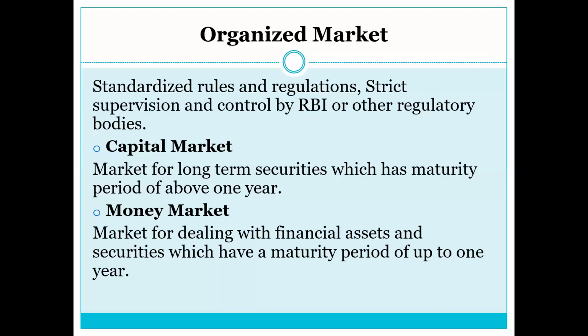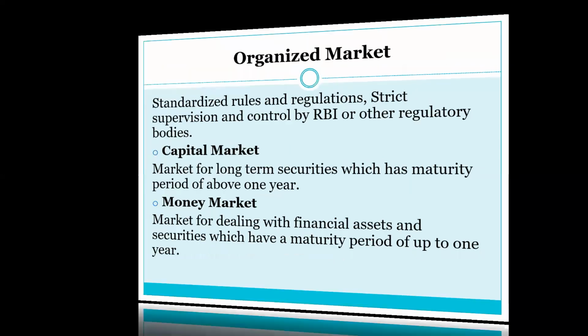So don't forget, financial market is classified into the unorganized market and organized market. The main players of the unorganized market are indigenous bankers, money lenders, chit funds, and private finance companies. Then comes the organized market. It is classified into capital market and money market. Capital market is the market for long-term securities, and money market is the market for short-term securities.